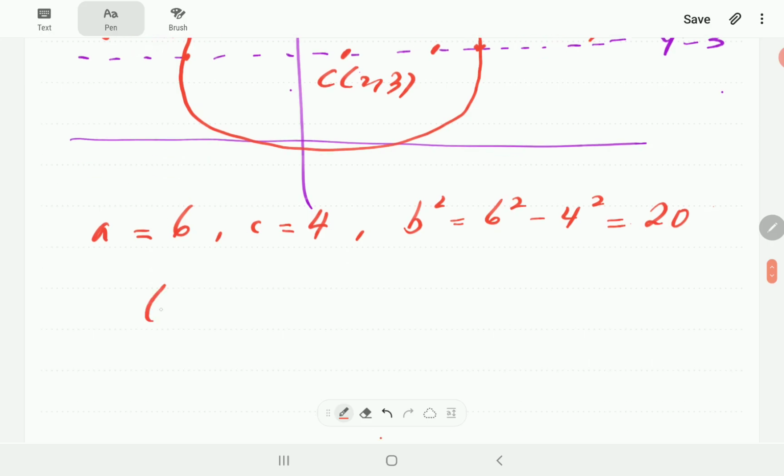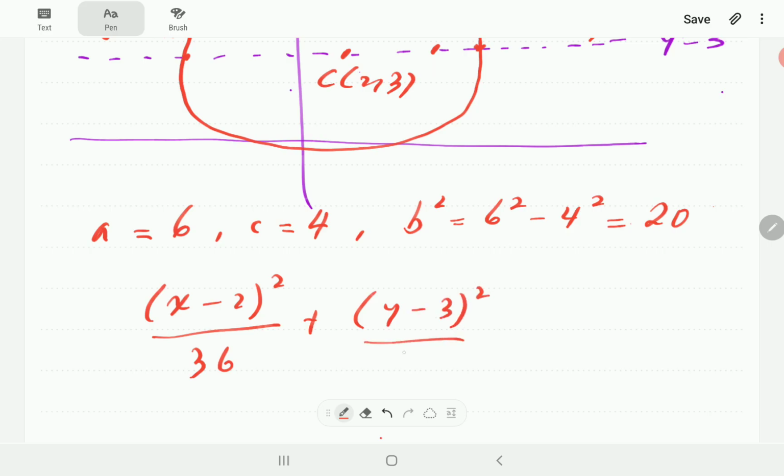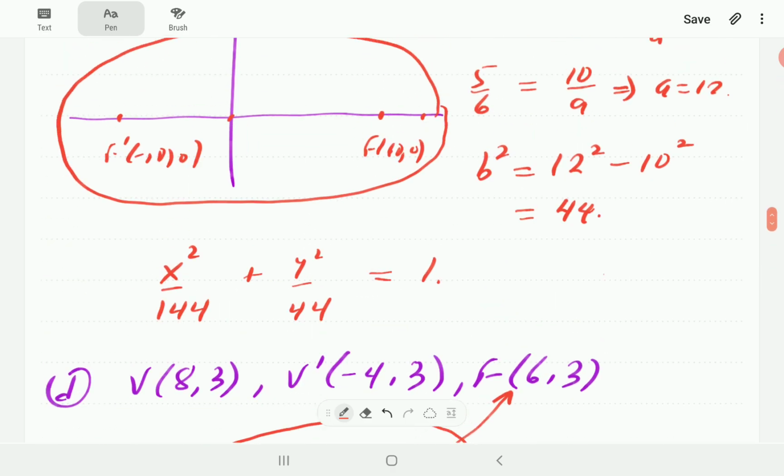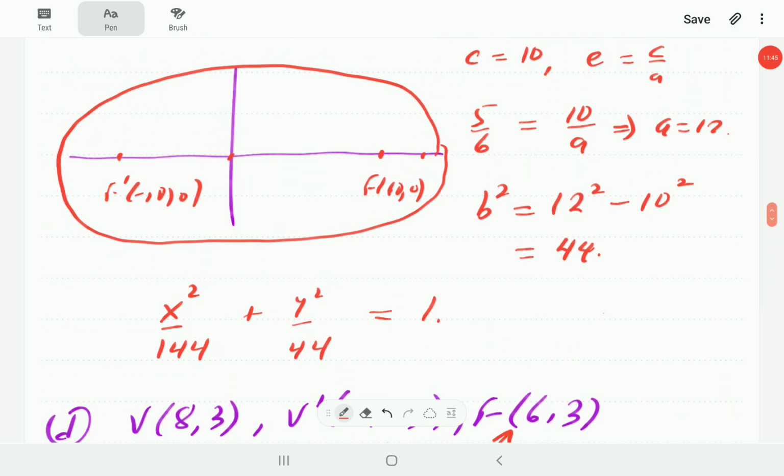So the equation of this ellipse is going to be x minus 2 all squared divided by 36. The 2 is the x coordinate of the center. Then y minus 3 squared all over b squared, which is 20. So that is D.